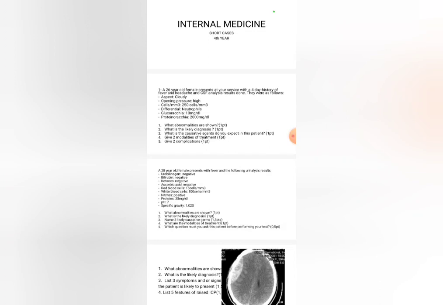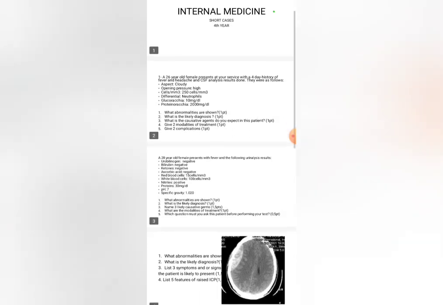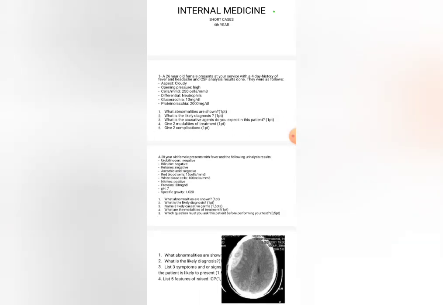So all of that can already bring you to the diagnosis of acute bacterial meningitis. Are you understanding? Plus the other parameter. Now the minimal parameter is that the aspect is cloudy and then you have a high opening pressure. So that's your diagnosis, acute bacterial meningitis. Now the third question is, what is the causative agent do you expect in this patient? Is it clear? What causative agent do you expect in this patient?